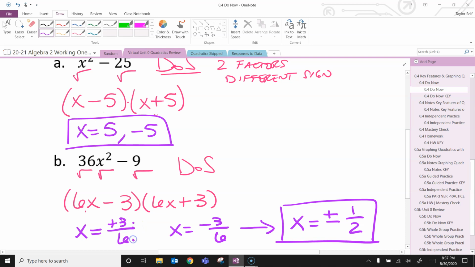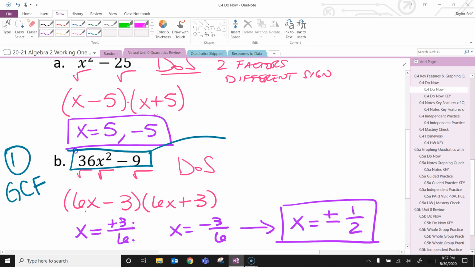Now, really quick, I forgot to do an important step. You're always supposed to check for something first. What are you supposed to check for first when you're factoring? GCF, greatest common factor. Really quick, let's look at what happens when you check for GCF first. It's important. Okay, so what goes into 36 and 9? 3.